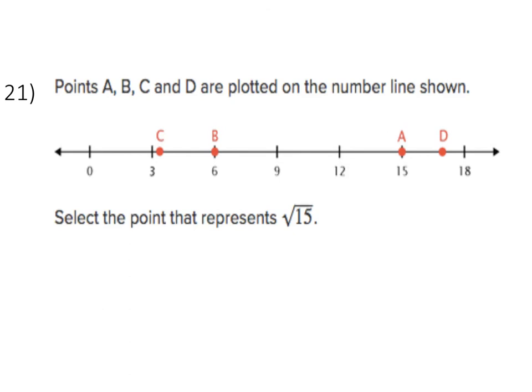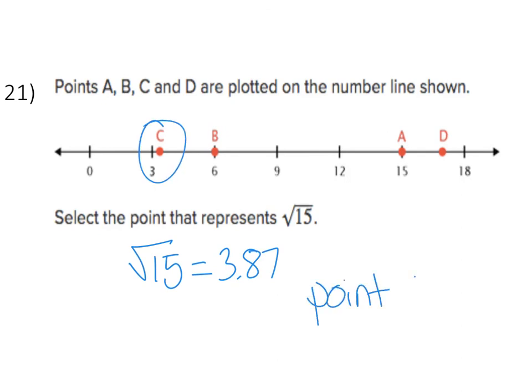Select the point that represents the square root of 15. So I have the square root of 15 equals 3.87. So I'm looking at my points. I know my C is close to 3, B is on 6, A is at 15, D is probably around 17. So I know it says that represents the square root of 15, so I want my answer of the square root of 15, which is 3.87. So it's going to be C. Point C.